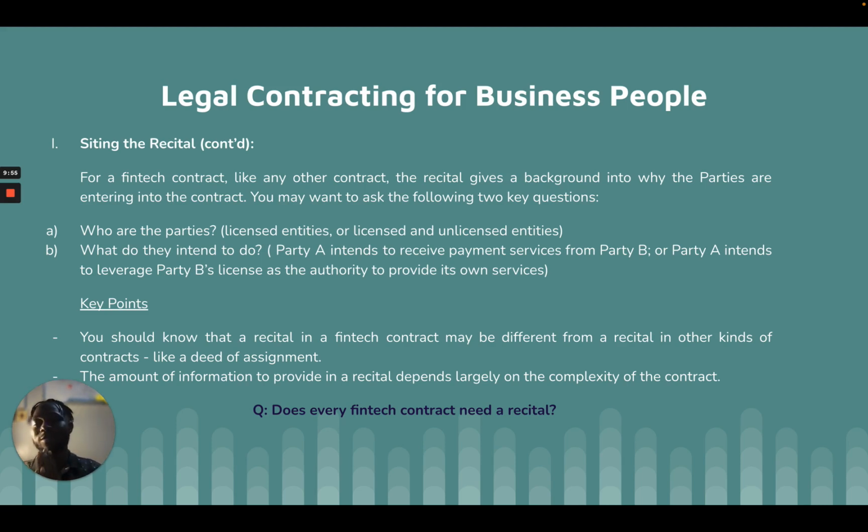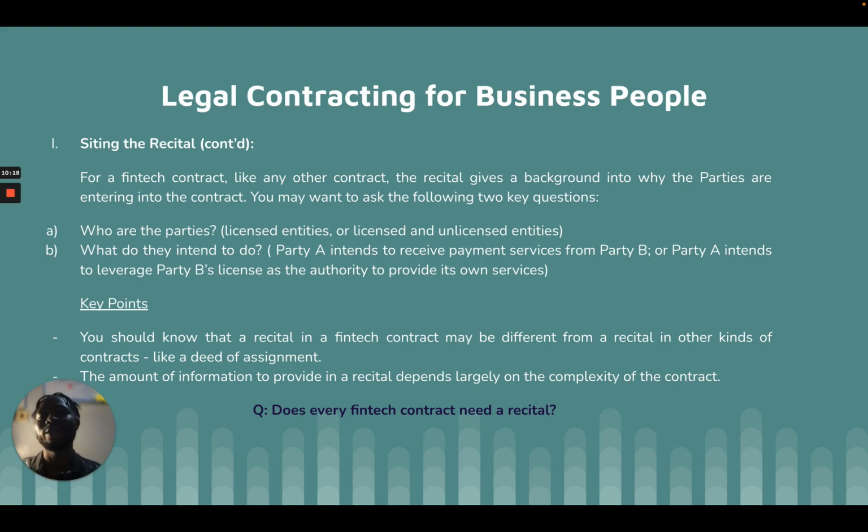And the question I'd like to ask here is, does every fintech contract need a recital? What do you guys think? Do you think that you have to provide a recital for every kind of contract that you're preparing? Short answer would be I don't know. Depends. But it's not every contract that I prepare that I prepare a recital for.